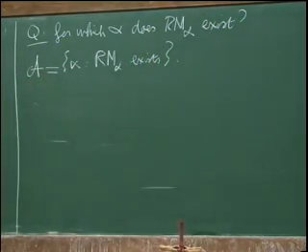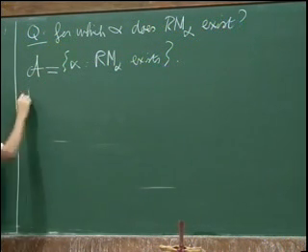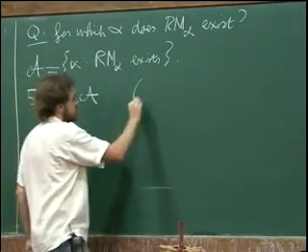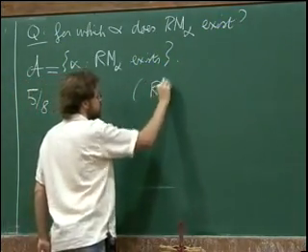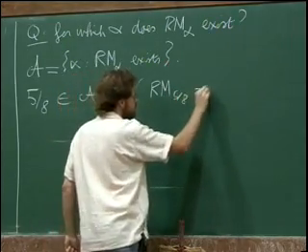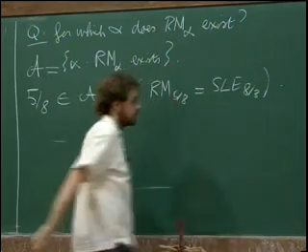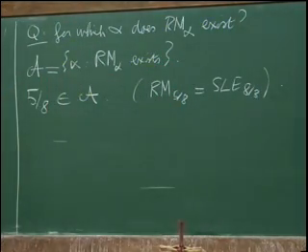So far, we don't know much about A. We know that it's non-empty because we know that 5/8 is in A, and the restriction measure of exponent 5/8 is SLE for kappa equals to 8/3. This is all we know for now about the set A. We know it's not empty.